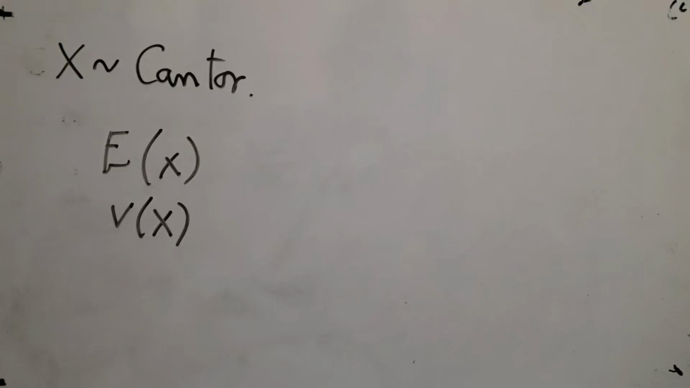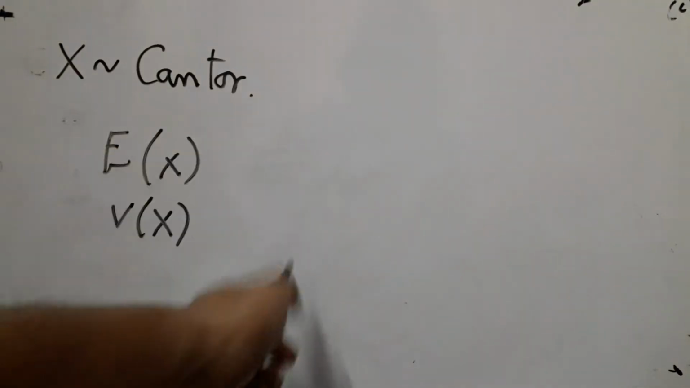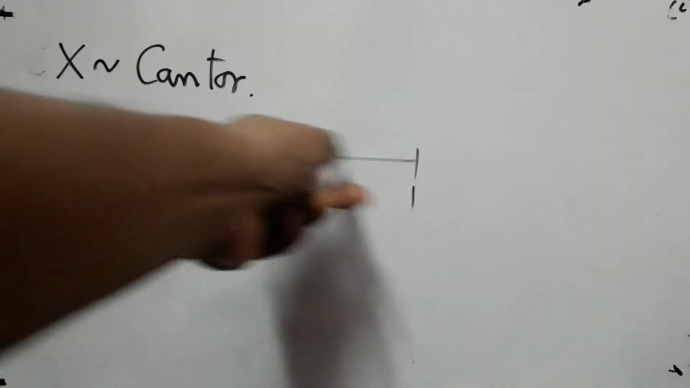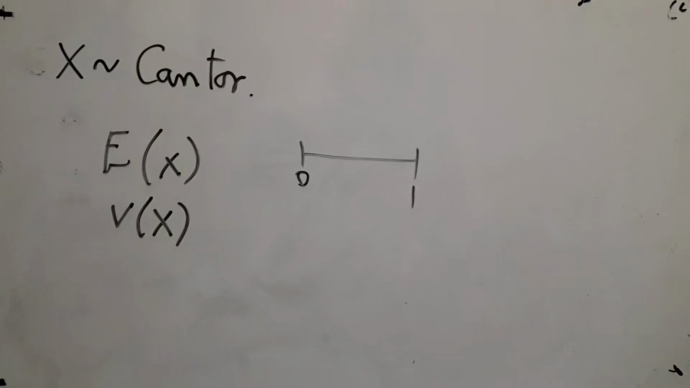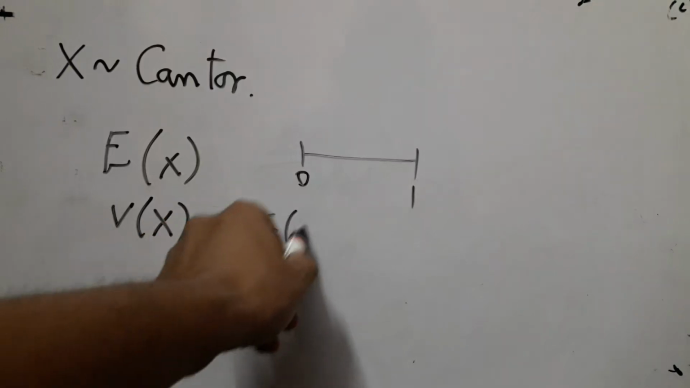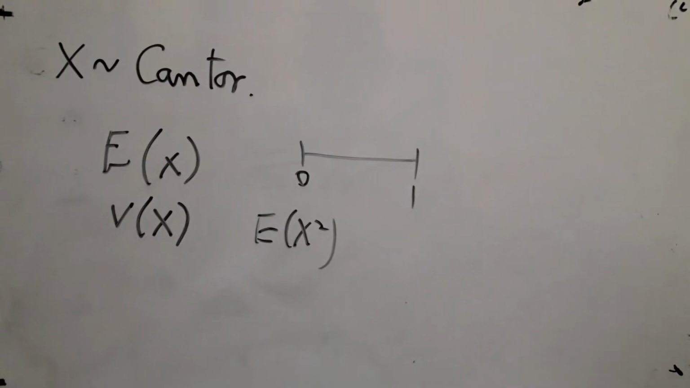Well, they must exist. That is trivial in the sense that X is Cantor, which means it lies between 0 and 1. It can never take values outside 0 to 1. So it's a non-negative random variable, it's a bounded random variable, and every bounded random variable has finite expectation. So this exists, this must also exist, because here we deal with the expected value of X squared. That's also bounded, so all the moments etc. exist.